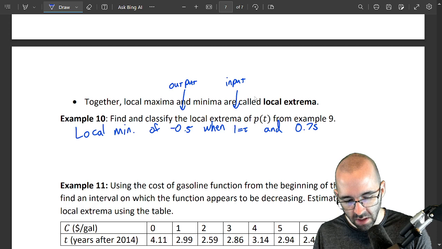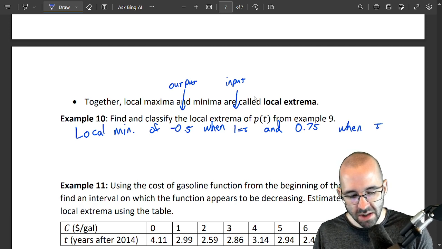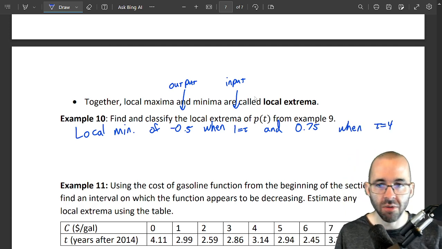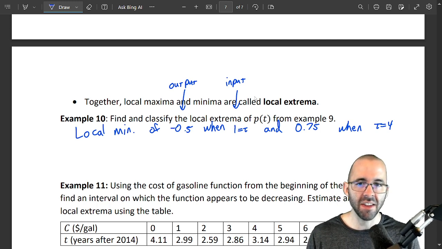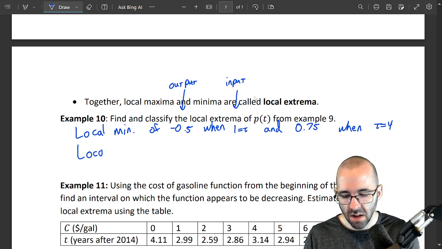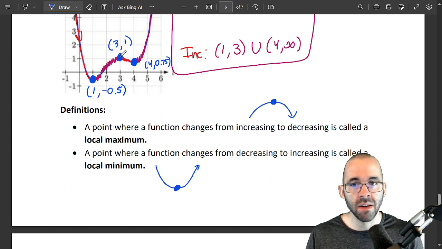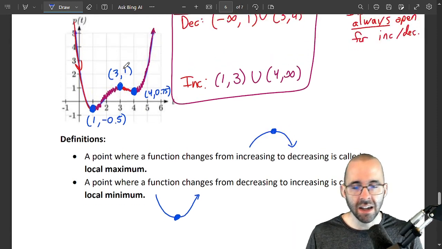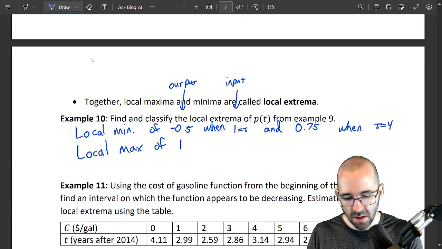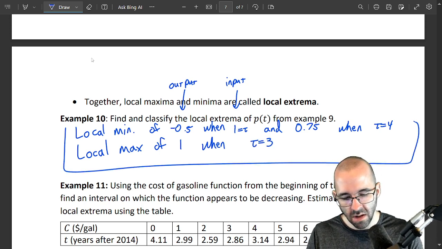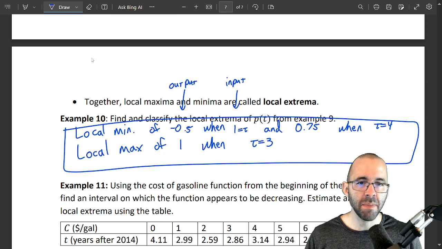0.75 when t is equal to 4. That's a good way of writing your answer. There's a few ways I'll accept, but I think this is one of the best. And there's a local maximum. The local maximum is the maximum function value locally is 1. Locally, the top of this hill is 1 unit high when t is 3. That's the best way to answer.